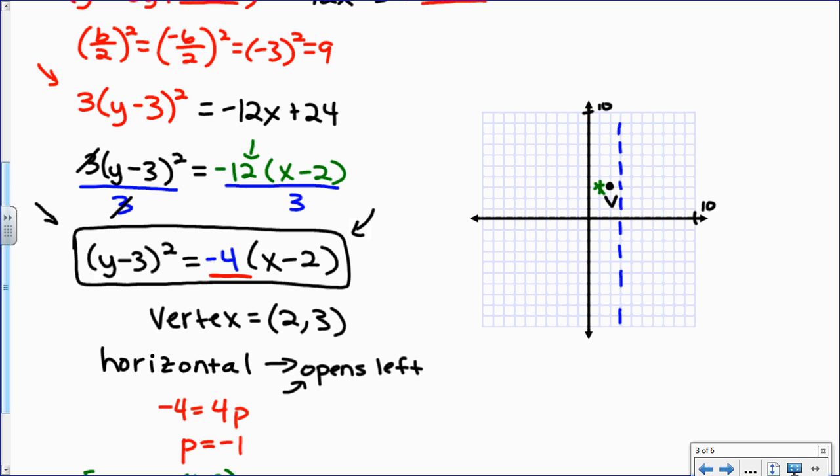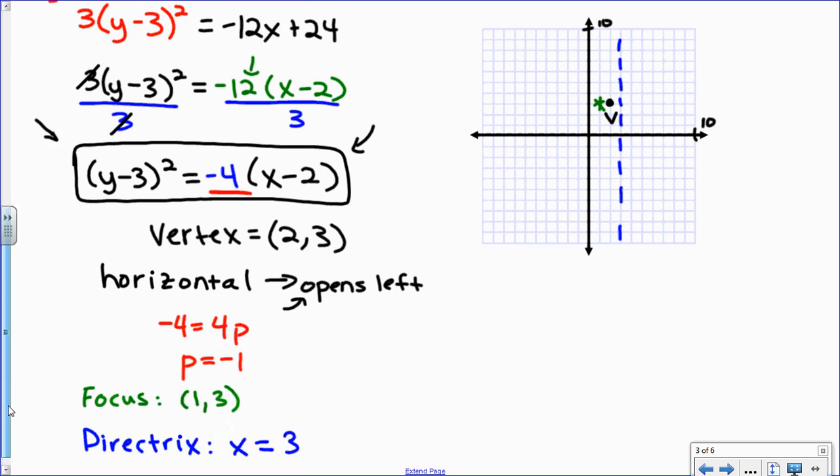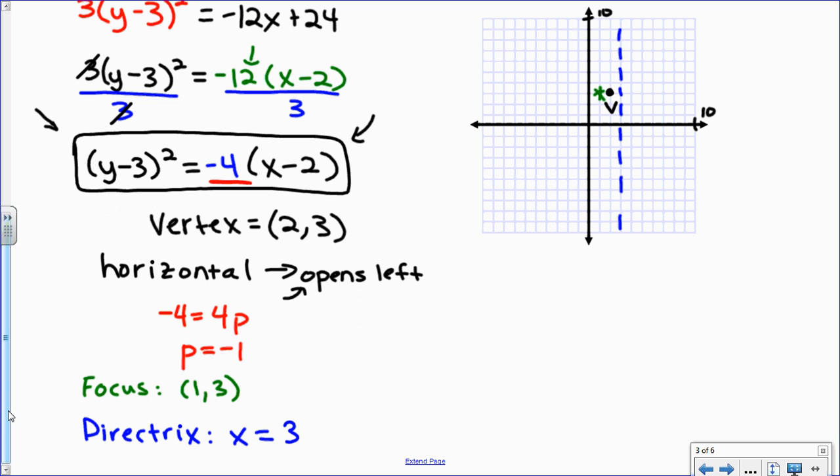All right, I go ahead and I do my focus and directrix now. So p is the distance from your vertex. Negative 1 means you're going to go left 1, and that is your focus. Then you go opposite of p for your directrix, so right 1. So then that means that my focus is at (1, 3), and my directrix is the vertical line x equals 3. Okay? So that is where we left off.